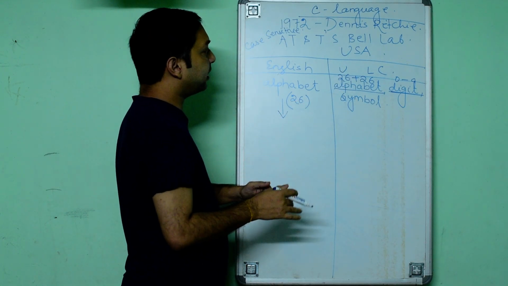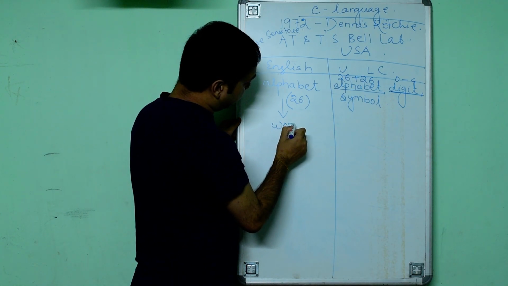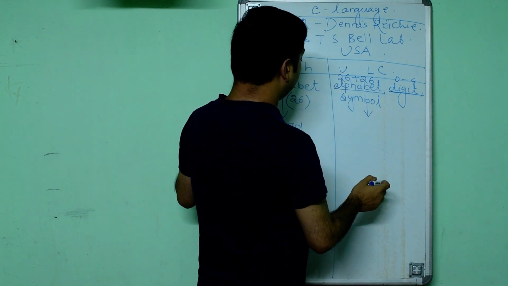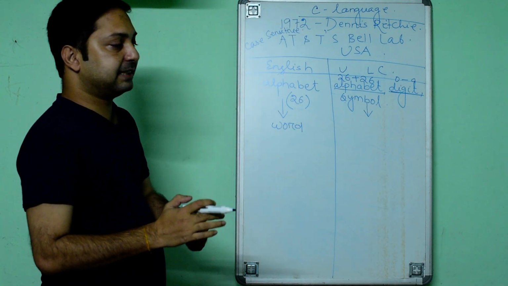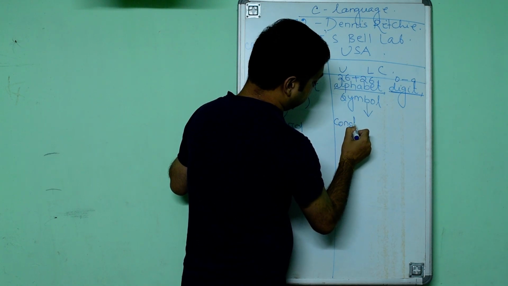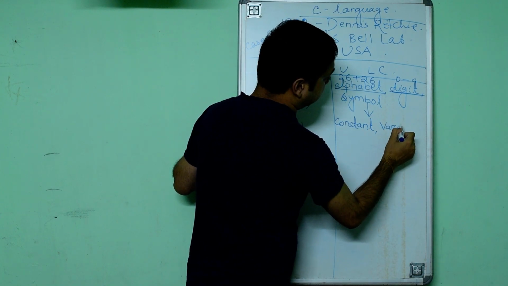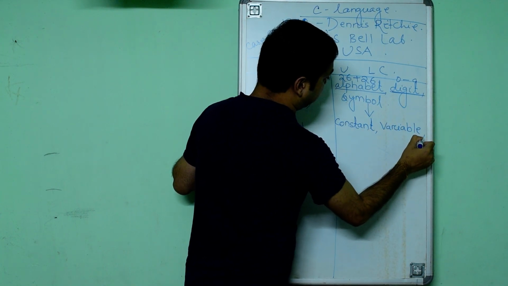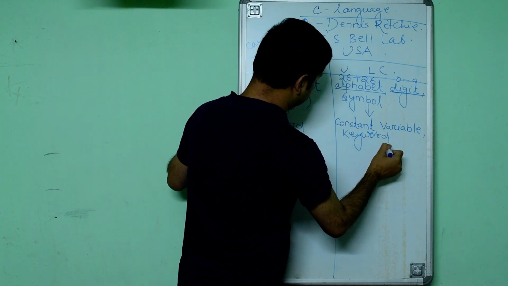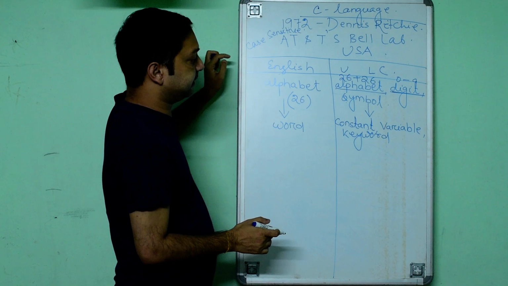Whenever you combine more than one alphabet, that forms a word in English. As far as the programming language is concerned, when you combine more than one alphabet, digit and symbol, that forms a constant or variable or keyword. So this is the second step. You find here that it is a word, and when you combine more than one alphabet, that is a word.